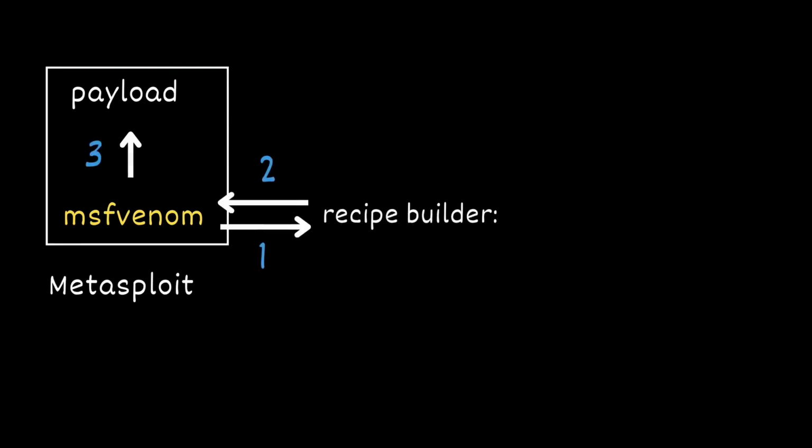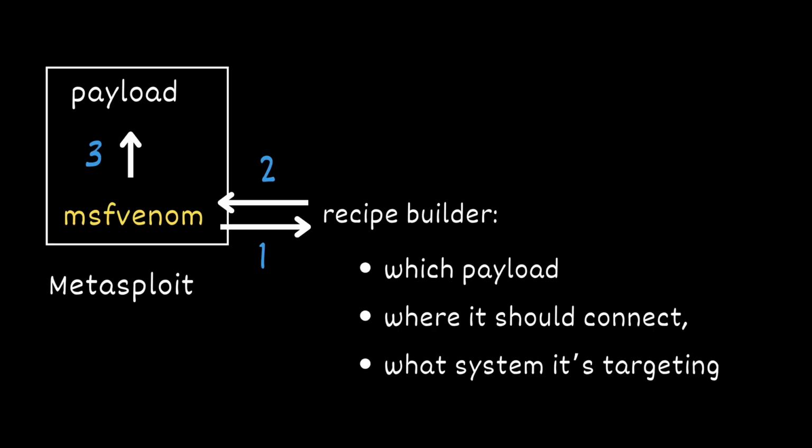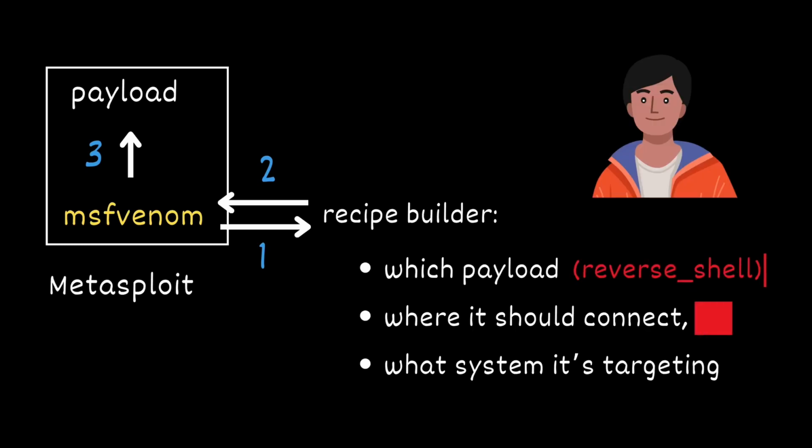You can think of MSF Venom like a recipe builder. You tell it what you want the app to do, where it should connect, and what system it's targeting, and it gives you a ready-to-use malicious app. For this attack, Kim uses it to build a reverse shell APK for Android, a fake app that secretly connects back to him once opened.